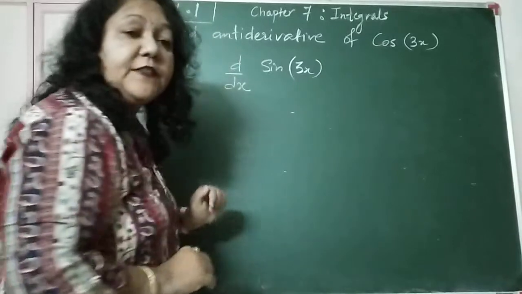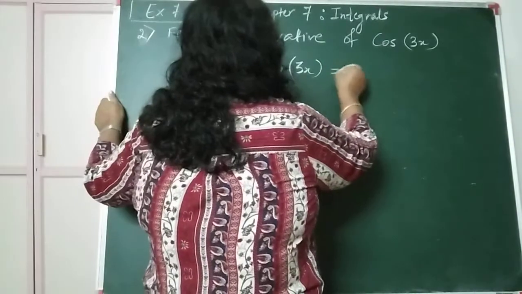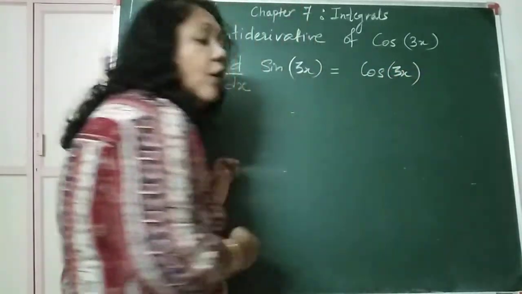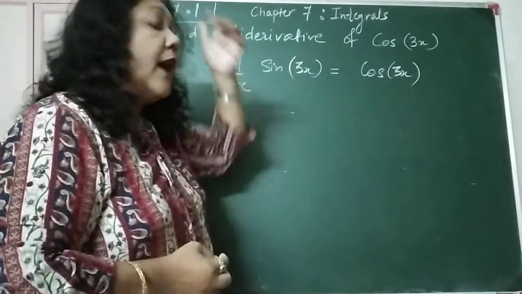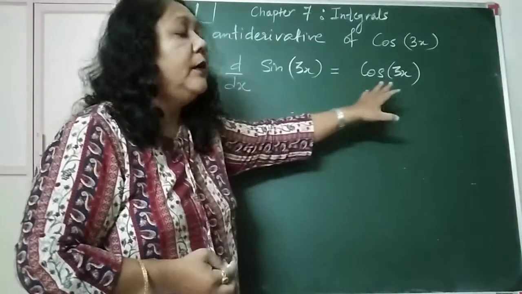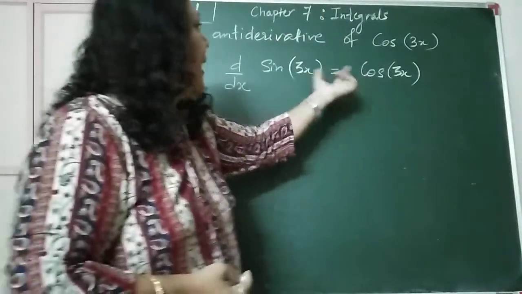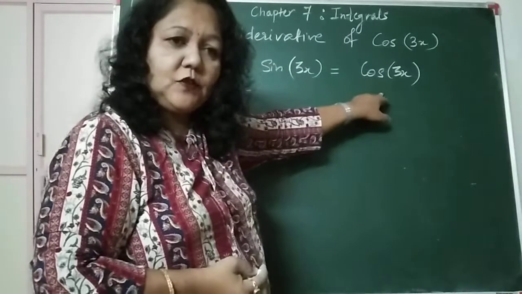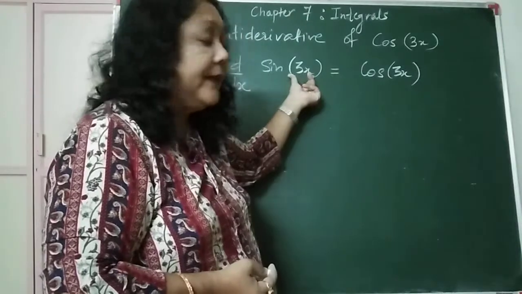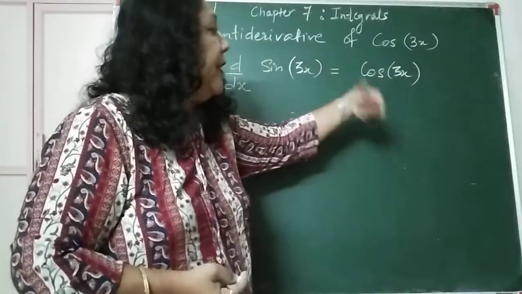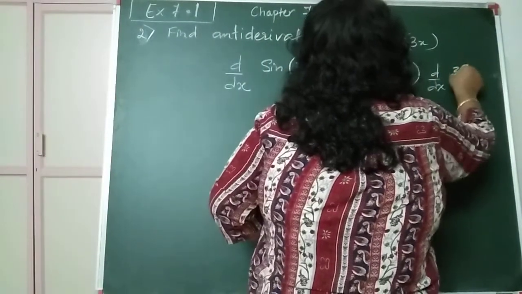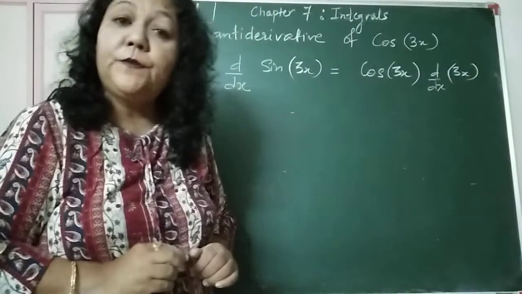d by dx of sine of 3x is equal to cos of 3x. But I know the chain rule has to be followed in differentiation. So therefore, I differentiate the bracket over here. Sin x का cos x होता है. But if it is sine of 3x, some bracket term over here which is not simple x, I have to by chain rule differentiate that bracket again. So into d by dx of 3x.